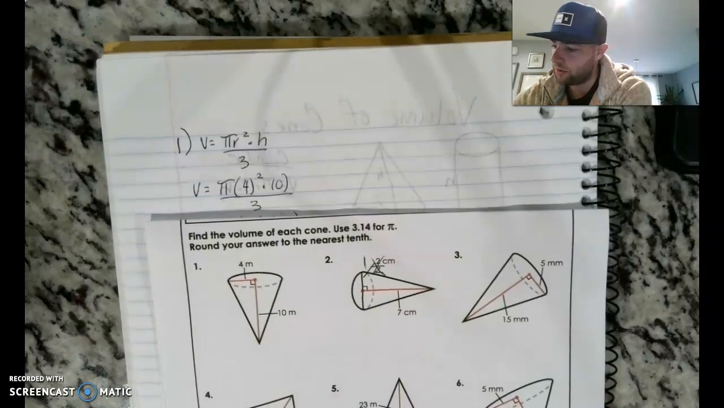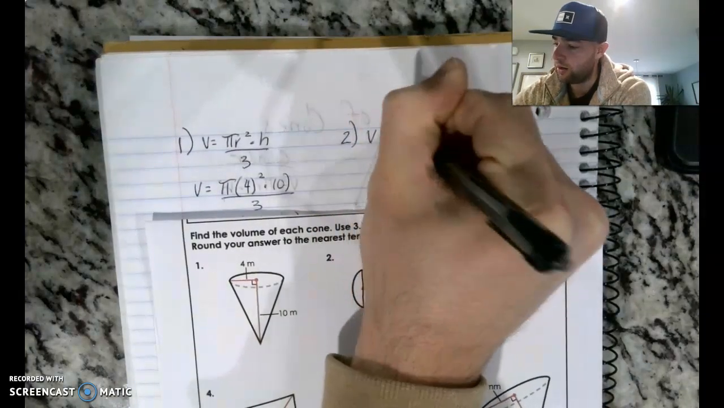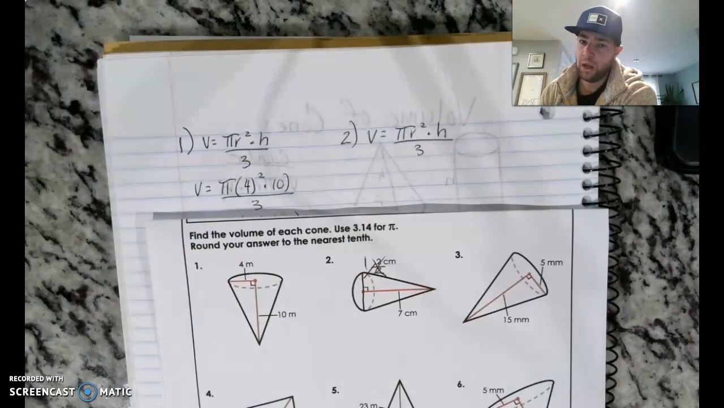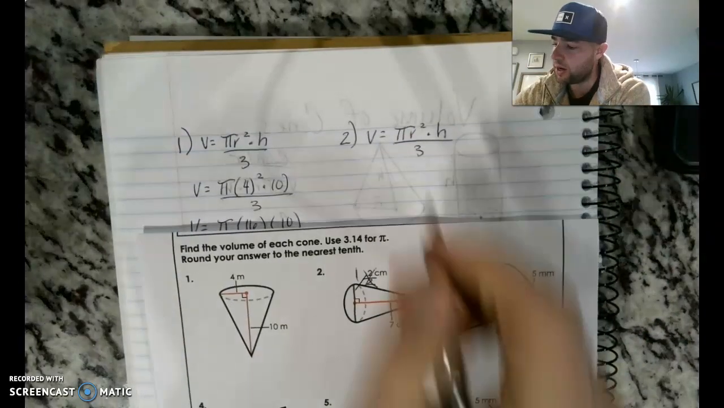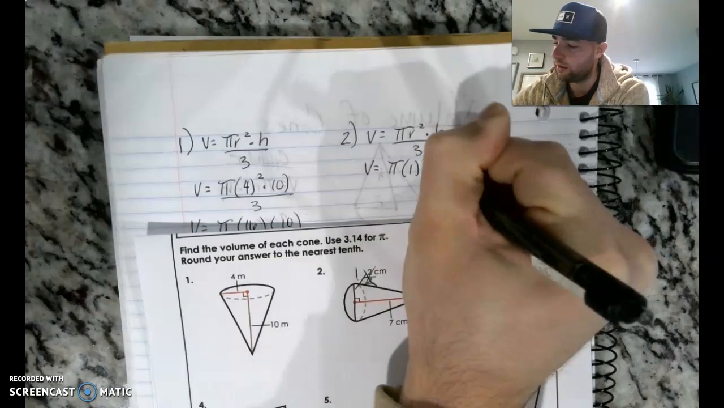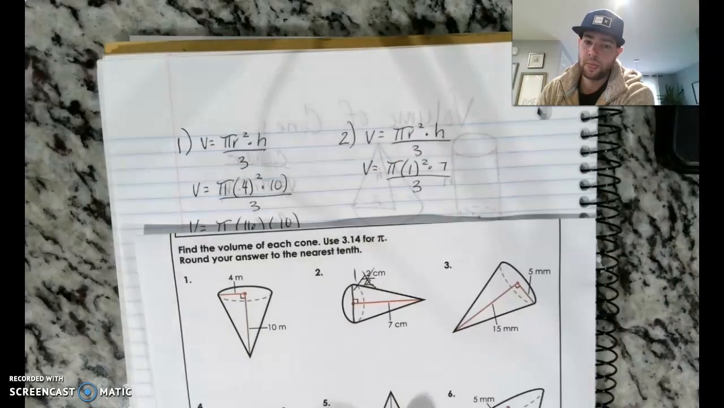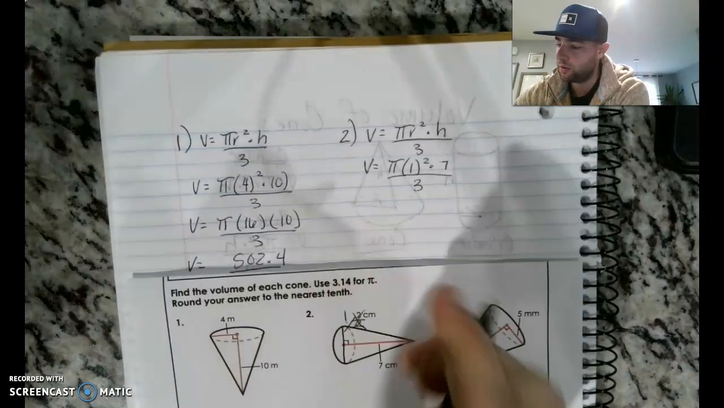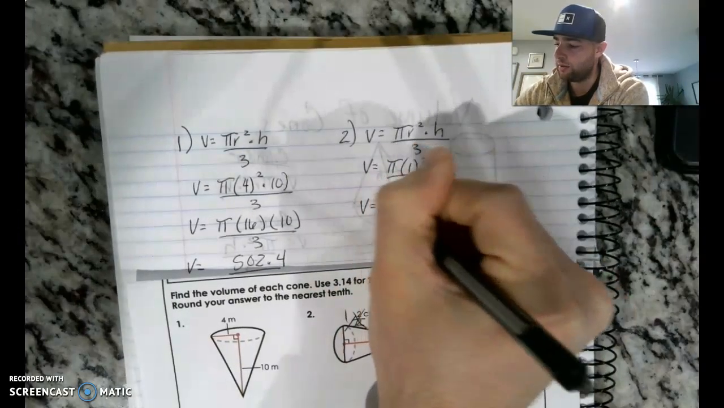So I'm going to, for number 2, write my formula. Volume equals pi r squared times the height divided by 3. And plug in everything I have to find the volume. So we get V equals pi times 1 squared, my radius, times my height of 7. And we divide the entire thing by 3. So 1 squared we know is going to be 1. So the volume equals pi times 1, I'm just going to do pi times 7 divided by 3.